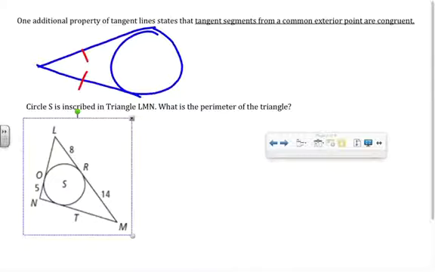So in this problem beneath it, where I'm telling you that circle S is inscribed in triangle LMN, let me clarify the vocabulary there. If you have a circle inscribed in a polygon, that means that the circle is tangent to the sides. So what that gives us is a bunch of tangent segments from a common exterior point. So what I mean by that is that since LR is 8, LO is also 8.